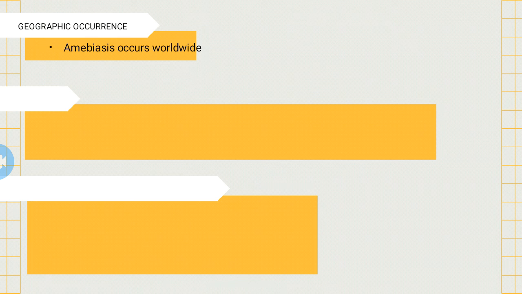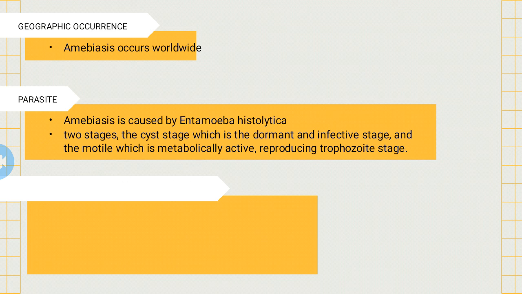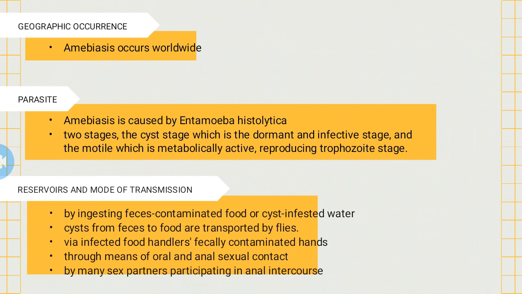The geographic occurrence of this disease is reported worldwide. The parasite found is Entamoeba histolytica, which has two stages: the cyst stage, which is the dormant and infective stage, and the motile, metabolically active, reproducing trophozoite stage. The receiver and mode of transmission are the following: by ingesting feces, contaminated food, or cyst-infested water; cysts from feces are transported to food by flies; also via infected food handlers, fecally contaminated hands, oral and anal sexual contact, and multiple sex partners participating in anal intercourse.